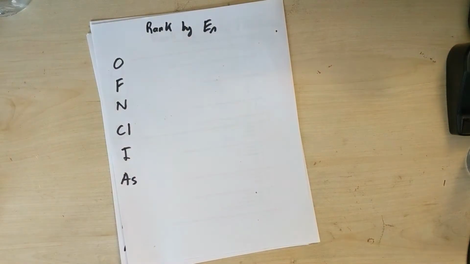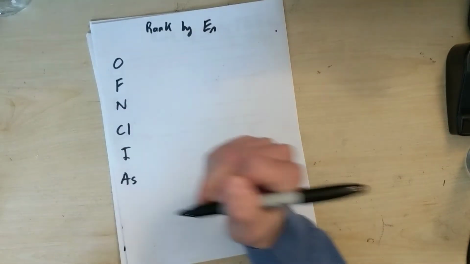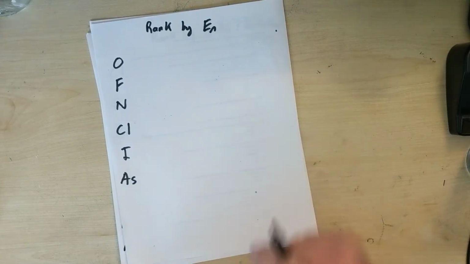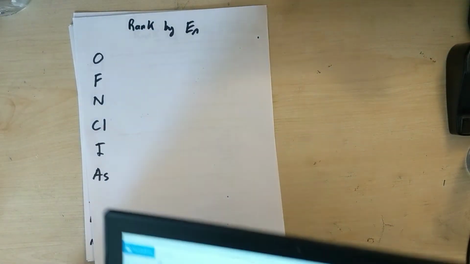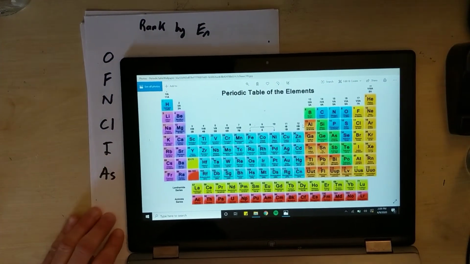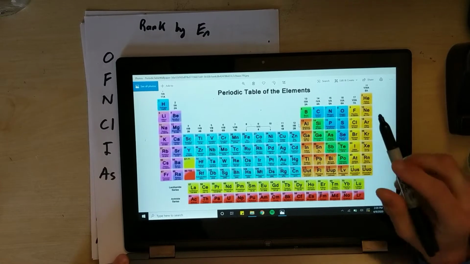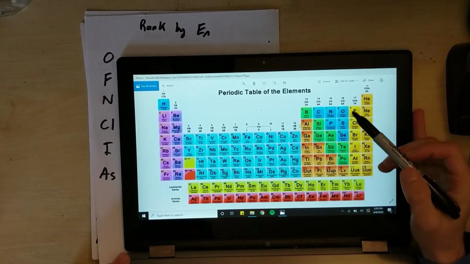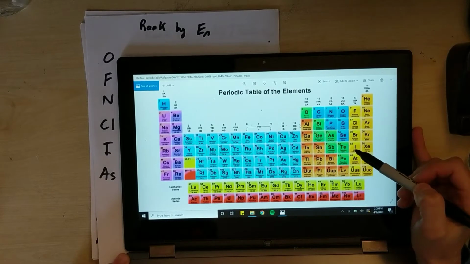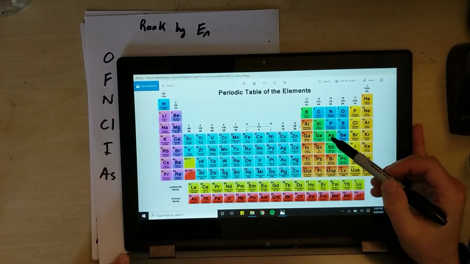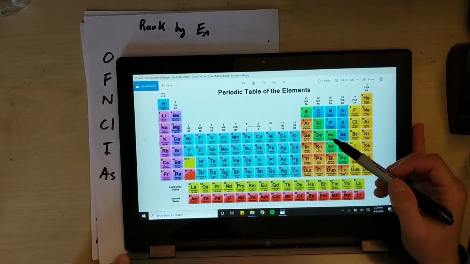Okay. So we have oxygen, fluorine, nitrogen, chlorine, iodine, arsenic. If we can put these side by side, it might be better. If we put these side by side like this, I'm not sure if this part of it is visible right now or not. Nitrogen, oxygen, fluorine, chlorine, iodine, and where's arsenic? Arsenic's over here.